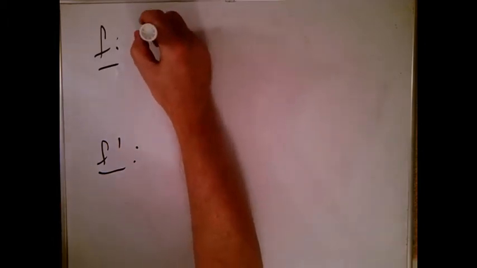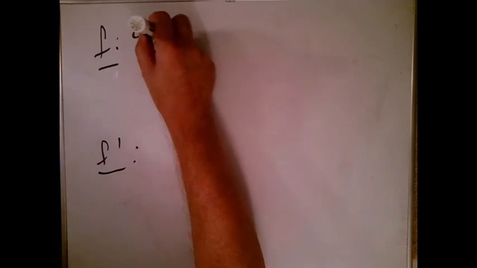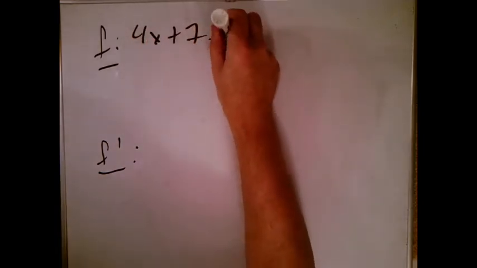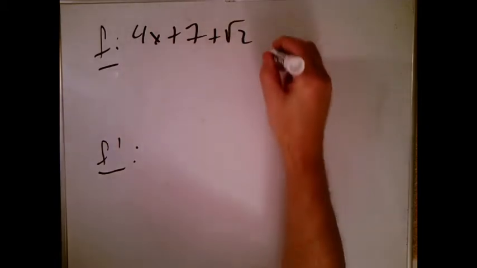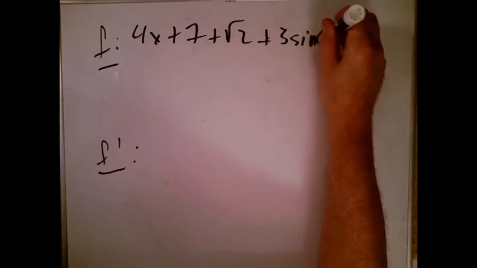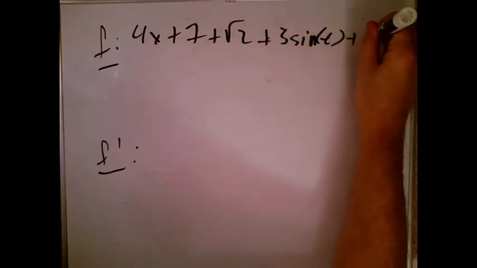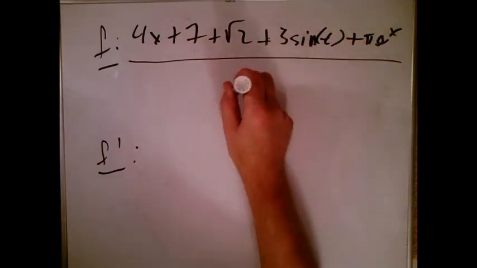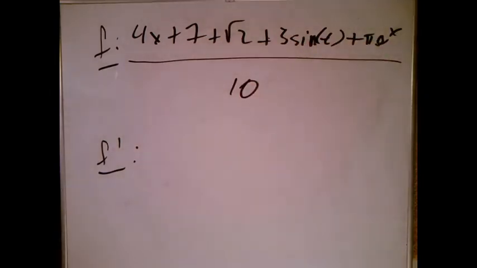The next one on the list, never should erase that, I guess, is 4x plus 7 plus square root 2 plus 3 sine t plus pi e to the x. I have to write it all the way over here because I wrote it as a giant fraction, all over 10. All right, I want you to pause it for a second and think about what you would do to try to find the derivative.